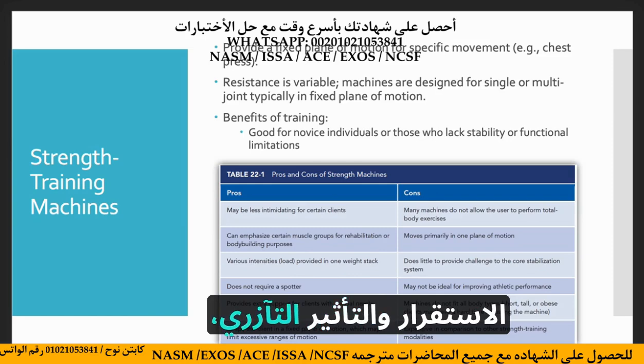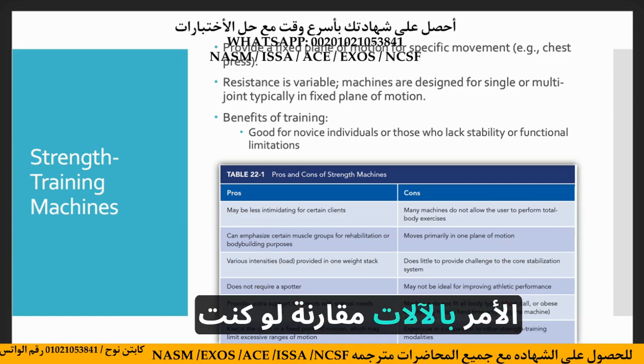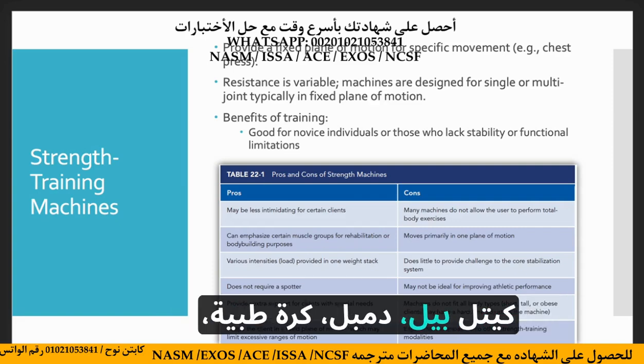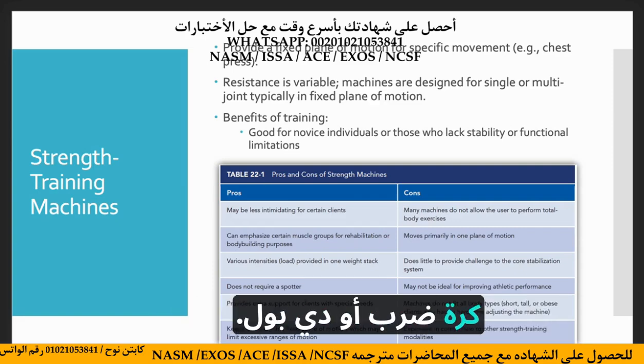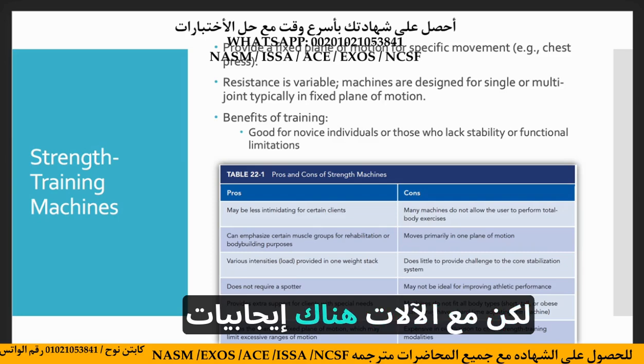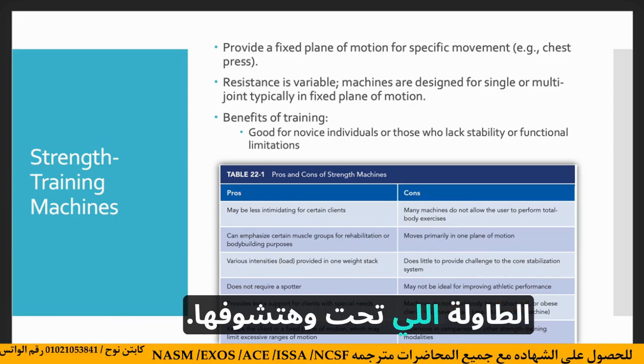The stability and the synergistic effect are, I feel, a little bit more diminished when it comes to machines versus if you're using free weights, whether that be a barbell, a kettlebell, a dumbbell, a medicine ball, a slam ball, or a D-ball. So it just depends on what you're using. But with machines, there are pros and cons. Take a look at that right bottom table and you'll see it.